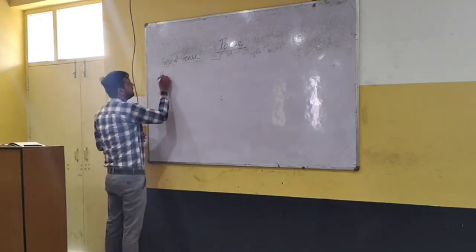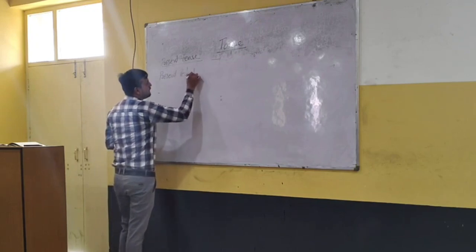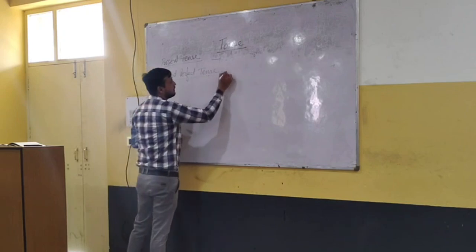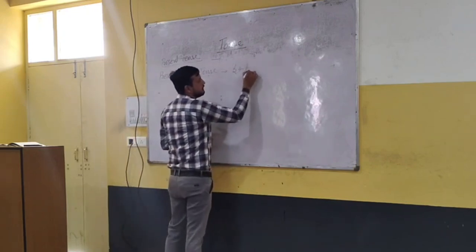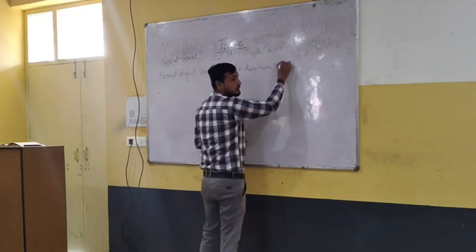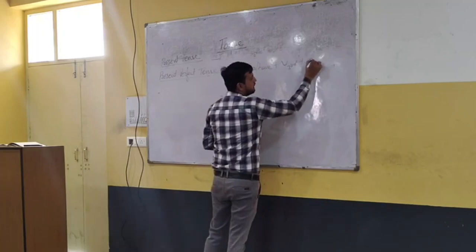Now, present perfect tense. What is the formula of it? Subject plus has, have plus verb third form plus object.